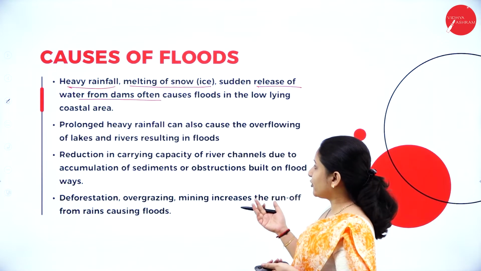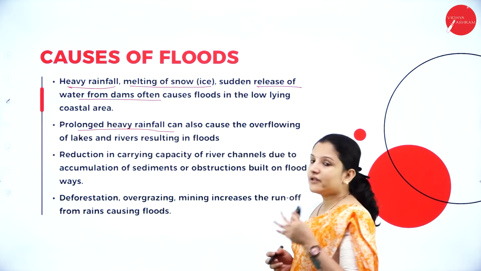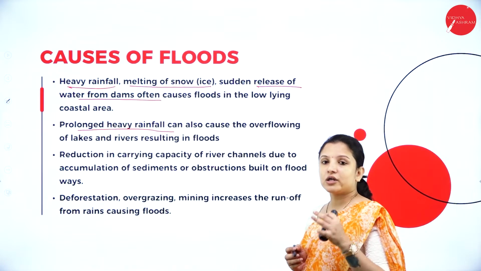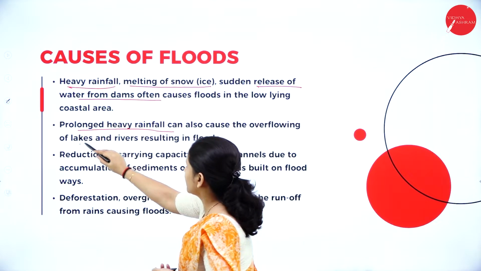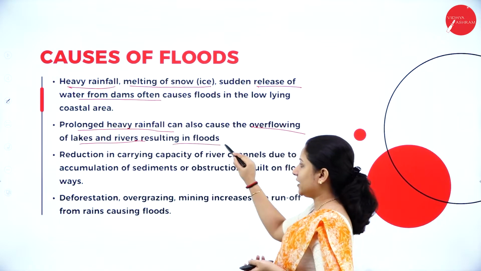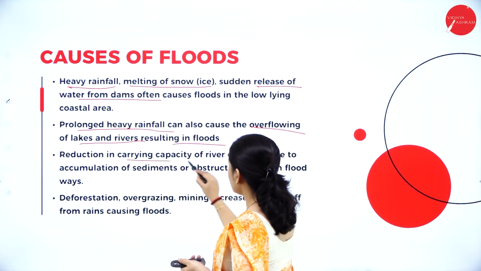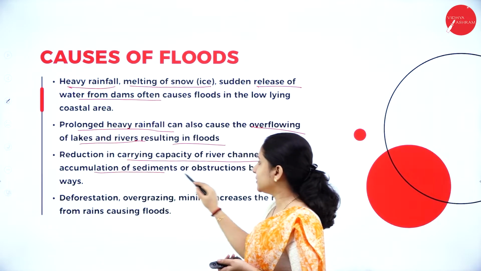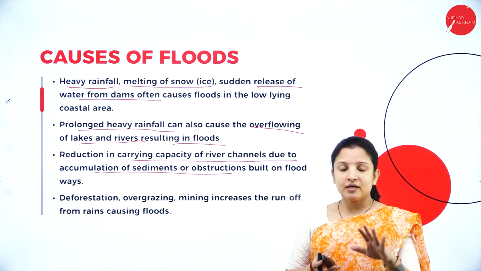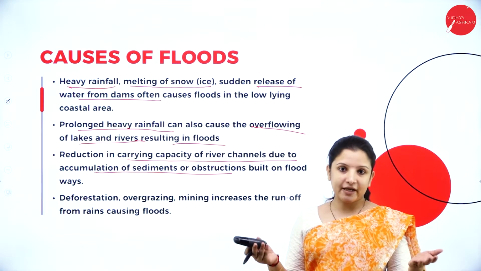So, all these are the different causes. Here, talking about rainfall: prolonged, that is continuous, heavy rainfall will cause overflowing, or it will change the capacity of flow of the lakes and rivers, resulting in floods. And also reduction in the carrying capacity of river channels due to accumulation of sediments. So, here what happens? There is a particular river. That river will have a depth. So, the deeper the river, the more water it can hold, right?